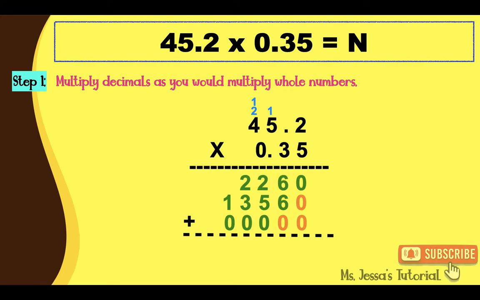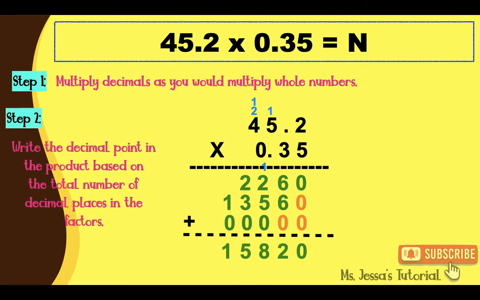0 plus 0 plus 0, that is equal to 0. 6 plus 6, that is 12, plus 0 is equal to 12. Write 2 at the bottom, carry 1 at the top of 2. 1 plus 2 is equal to 3, plus 5, that is 8. 8 plus 0 is equal to 8. And then 2 plus 3, that is equal to 5, plus 0, that is 5. 1 plus 0 is 1. So now we're done. Let's proceed to step 2.